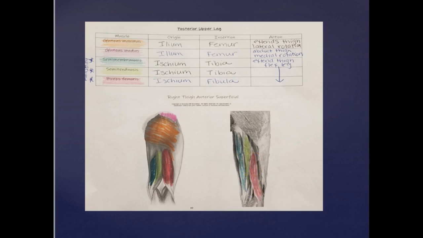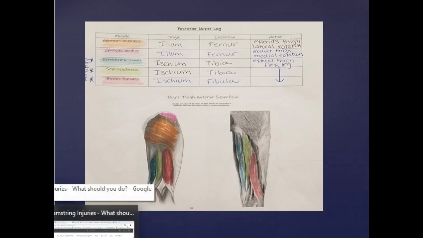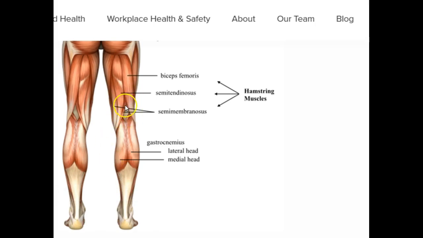And just to see it in another realm, here's this from the ethoshealth.com site. Again, semimembranosus, semitendinosus is sandwiched in between, and the biceps femoris. And these make up your hamstrings. So quads are on the anterior part of the thigh. Hamstrings are on the posterior part of the thigh.